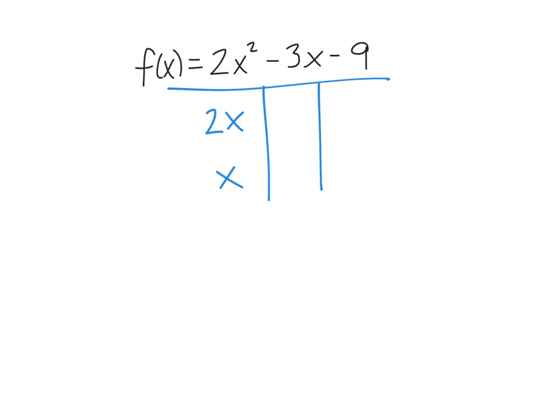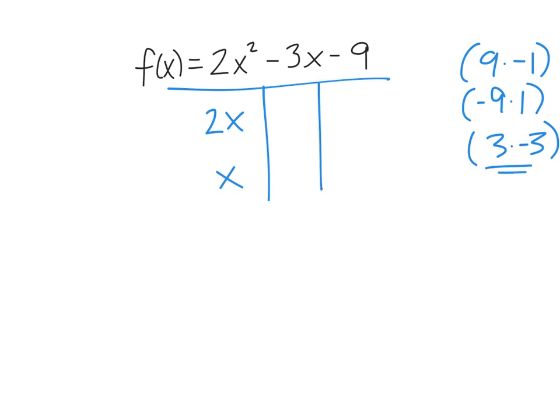On the right side, we have multiple possibilities. We can do 9 times negative 1, or negative 9 times 1. We can also do 3 times negative 3. Okay? So here, it just comes down to you just got to try stuff out. Now, I'm going to start with this 3 times negative 3 because I can start already recognizing patterns.